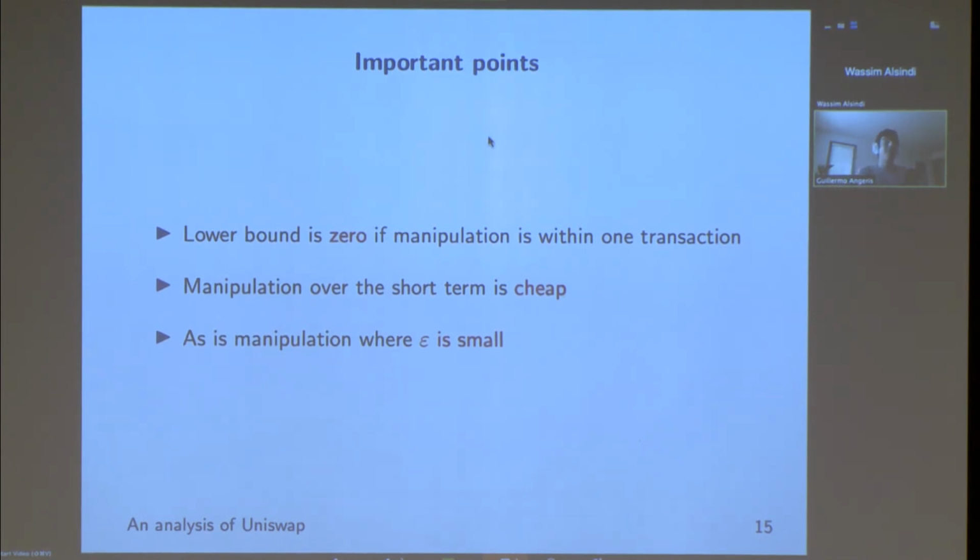Look, the lower bound is 0. As I said, the previous bound is a per-block bound. So the lower bound is 0 if it can be done within one transaction, because if the number of blocks is 0, then 0 times anything is just 0. Additionally, manipulation over the short term is pretty cheap. It's proportional to the price that I gave, but for relatively small epsilon, that's very cheap. And as I said before, if you want to change the price by percentages smaller than, let's say, 10%, it might as well be essentially free unless your reserves are very large.